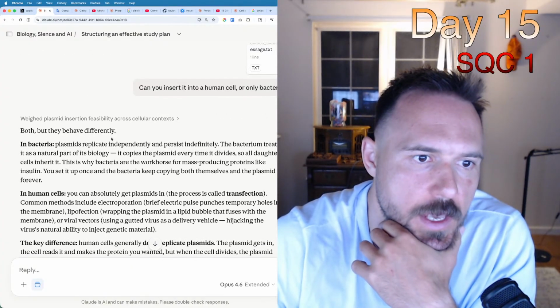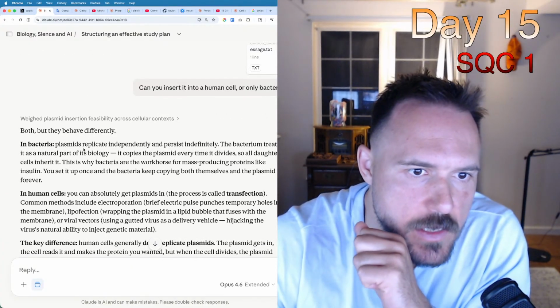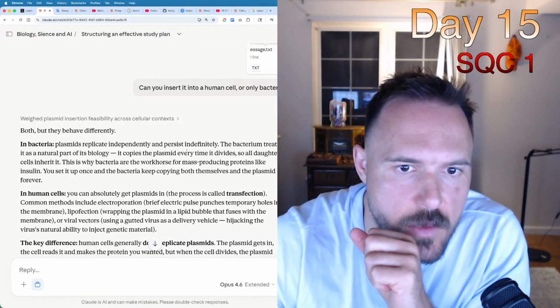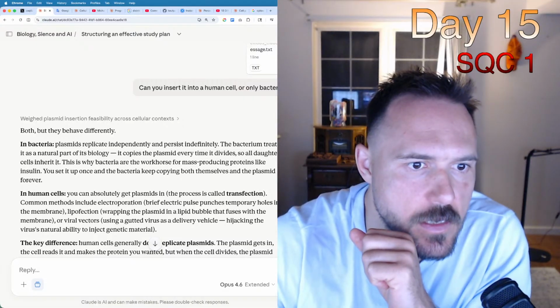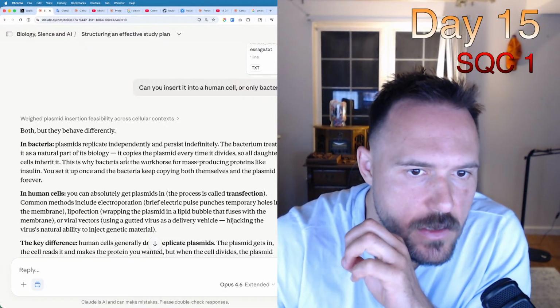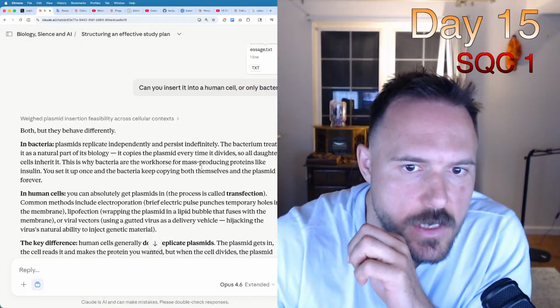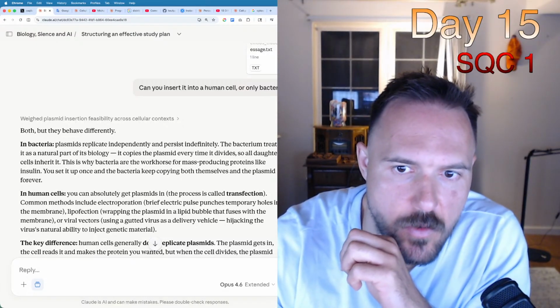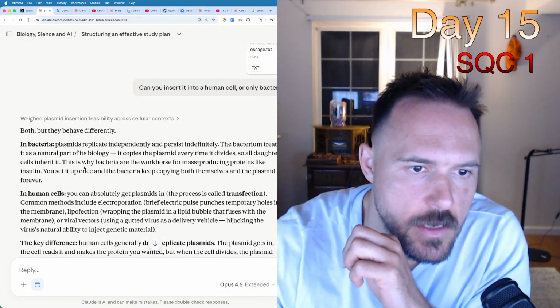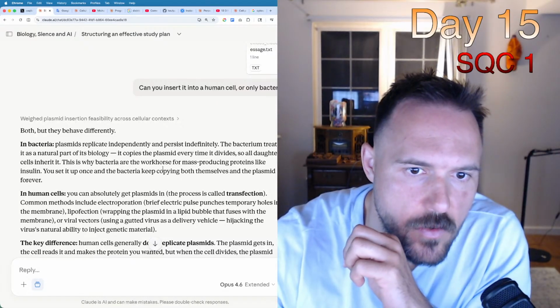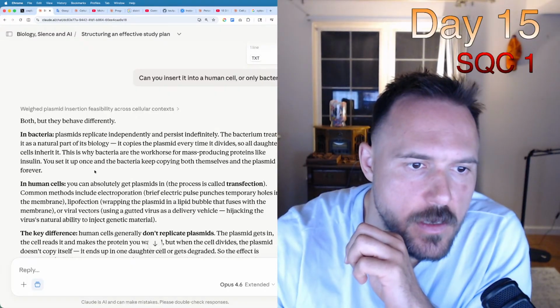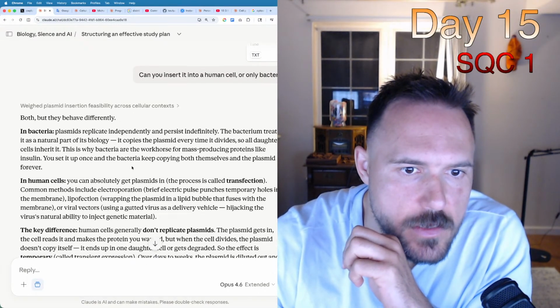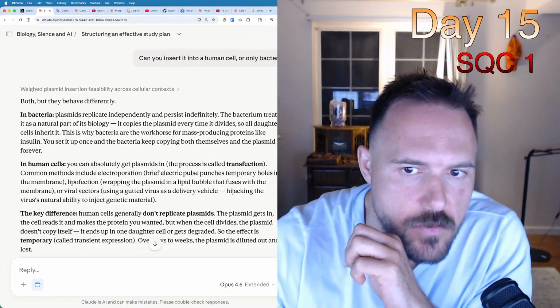Both, but they behave differently. In bacteria, plasmids replicate independently and persist indefinitely. The bacterium treats it as a natural part of its biology. It copies the plasmids every time it divides, so all daughter cells inherit it. This is why bacteria are the workhorse for mass production of proteins like insulin. You set up once, the bacteria keep copying themselves with the plasmid forever.